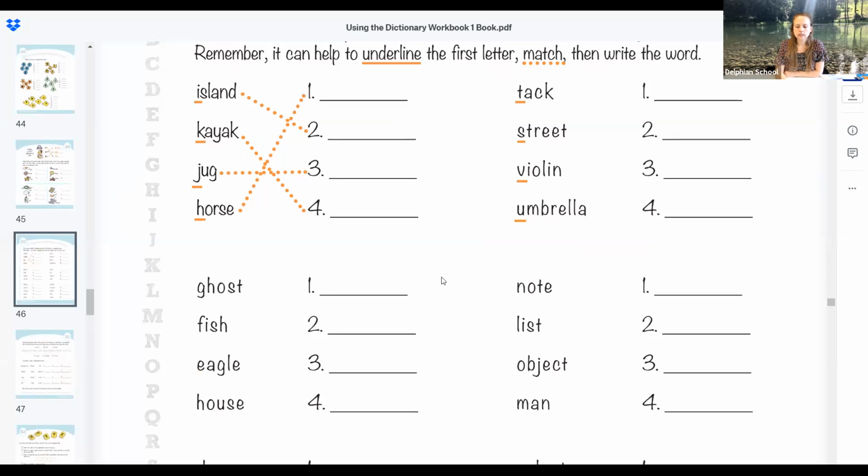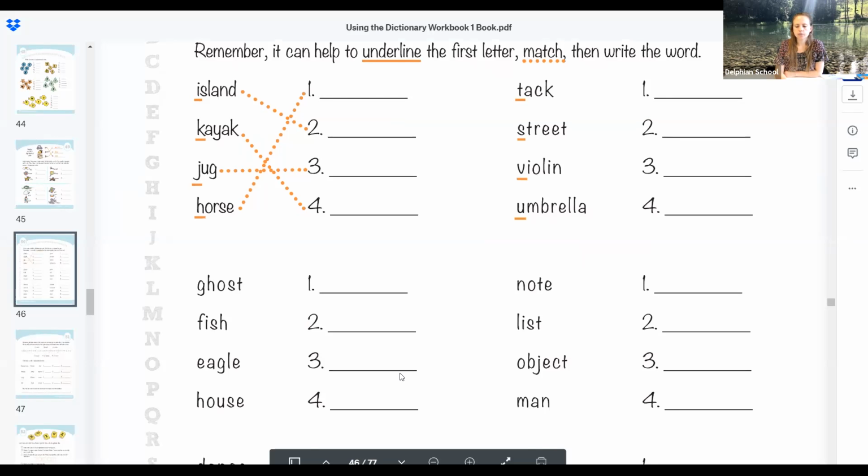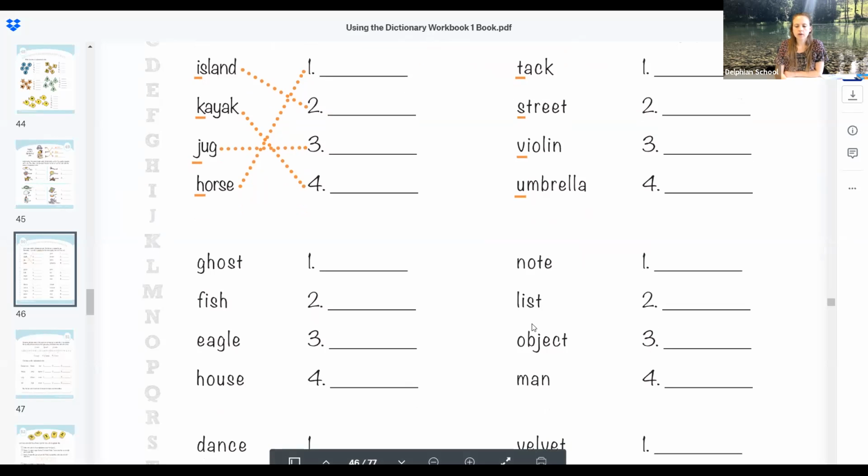So let's see. We want to put which one first? So A, B, C, D, E is the first one. So we're going to put eagle in number 1, right? Good. And then we've got fish. Ghost is next, right? G. And then house is the last one, H. Awesome.